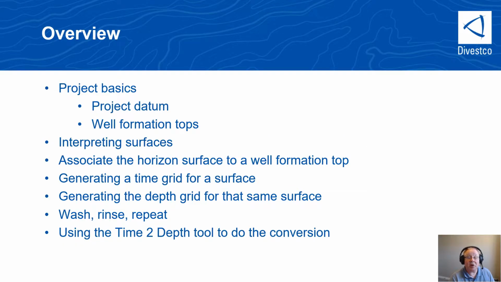Now there's a few steps along the way, and here's a brief look at the overall process. First, we need to ensure that some basic information is set. Then we're going to interpret our seismic data and pick a few surfaces as required. We need to associate those horizons to various formation tops in the well database. Using those picked horizons, we're going to generate some time grids. Using those same horizons and the associated formation tops, we're going to generate some depth grids. And after repeating this process for the rest of our surfaces in the project, we're going to bring it all together and convert our time domain seismic to the depth domain.